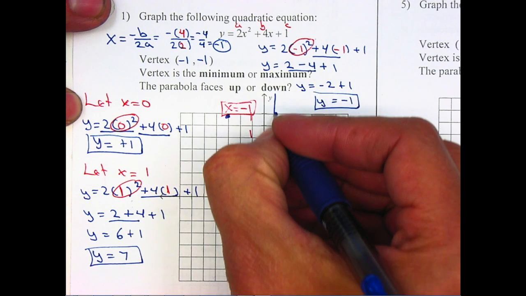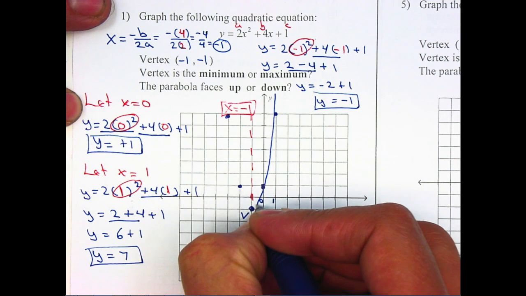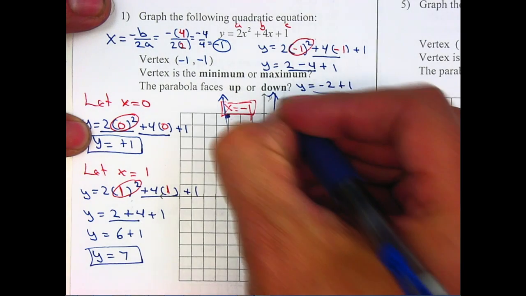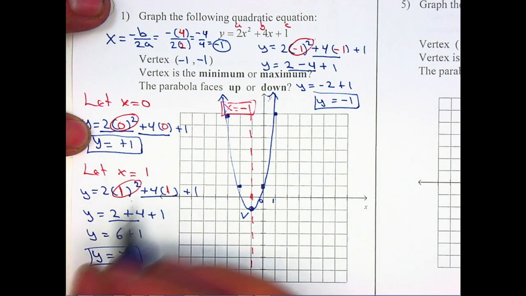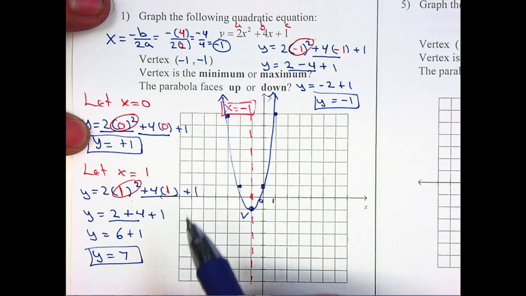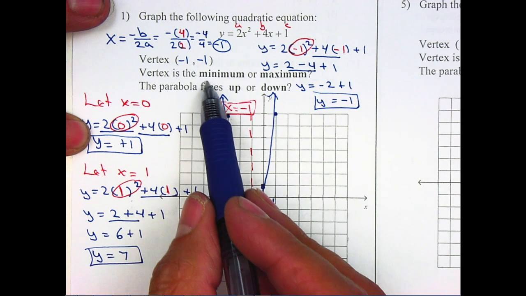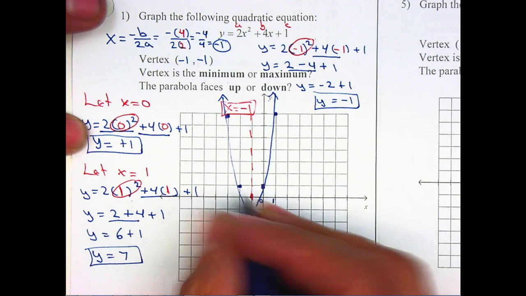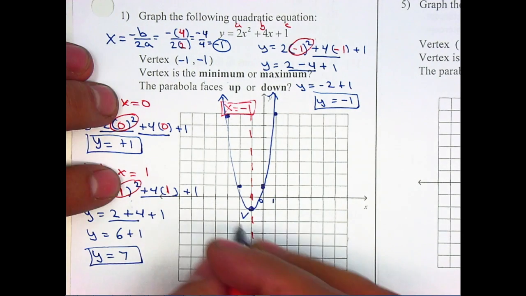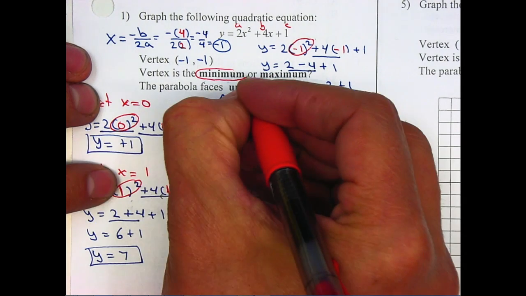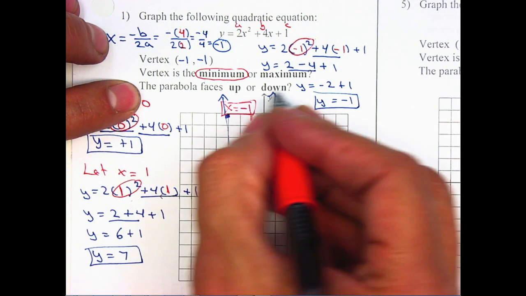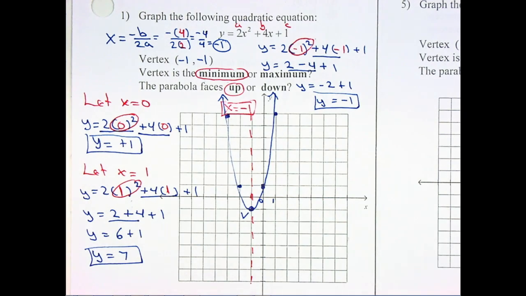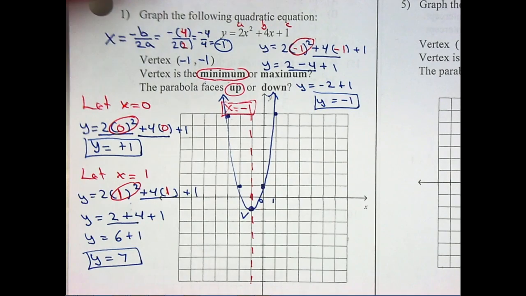From here, you can go and draw your parabola. Remember, it has to be a U, no longer a V. Arrows on both sides. Now, we also have the following questions. Vertex, is that maximum or minimum? In this case, this is the lowest point, so your vertex is the minimum. Is your parabola facing up or down? It's facing up. Let's continue with problem number 2.